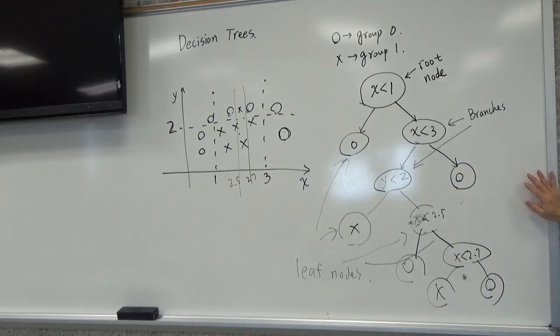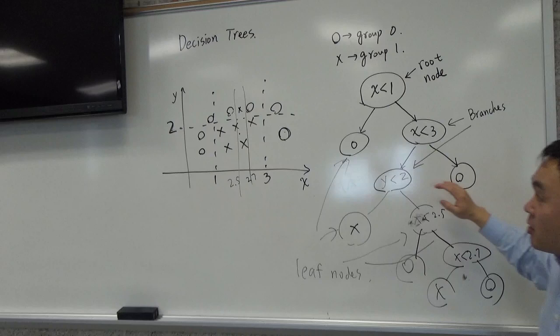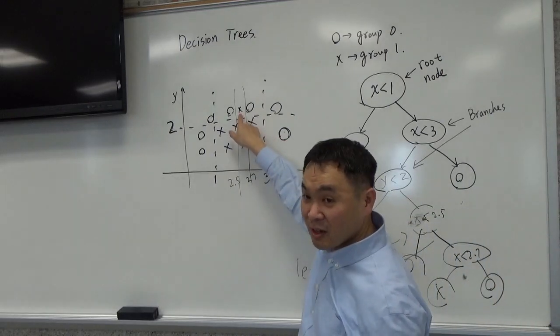So one thing that you have to be able to do for decision trees is you have to have some criteria to limit your decision tree from overfitting. So this is like overfitting to the training data. Okay.